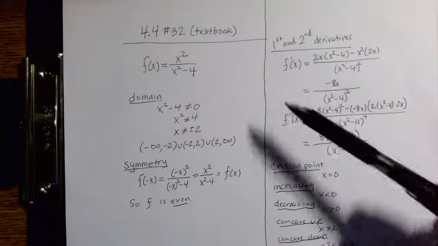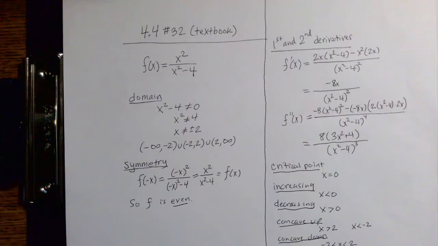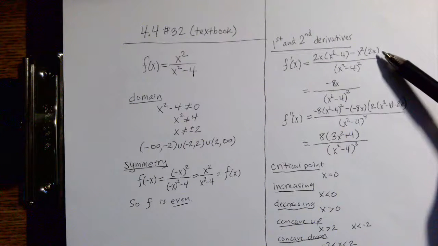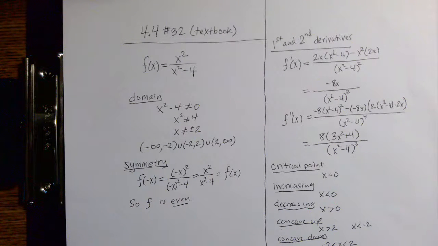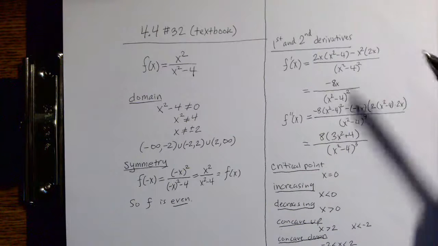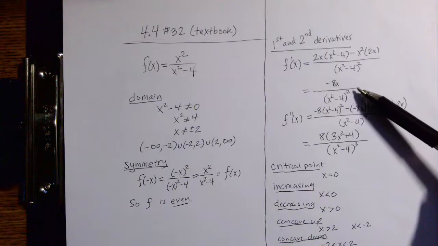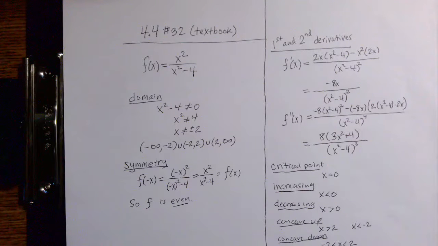Finding the first and second derivative. So here's the part where derivatives come into play. The quotient rule is involved here. I left out some steps of algebraic simplification. You do want to simplify the first derivative before you take the second derivative, just to make things easier for you.